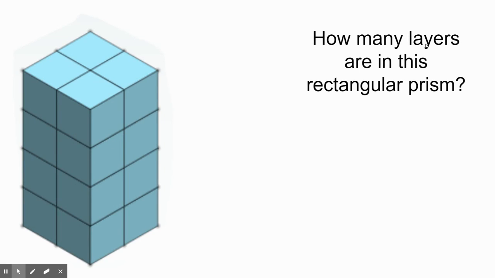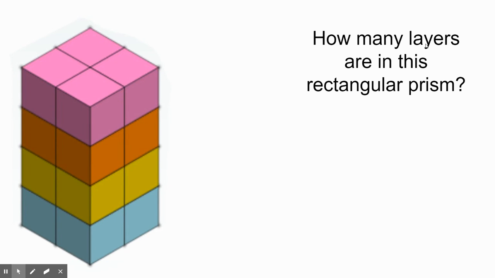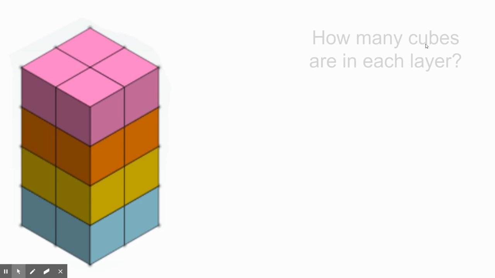How many layers are in this rectangular prism? And there are 4 layers. And so you can probably guess what the next question is. How many cubes are in each layer? And the correct answer for that is there are 4 cubes in each layer.